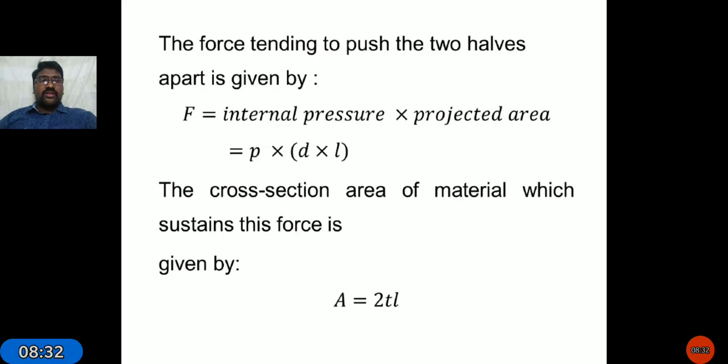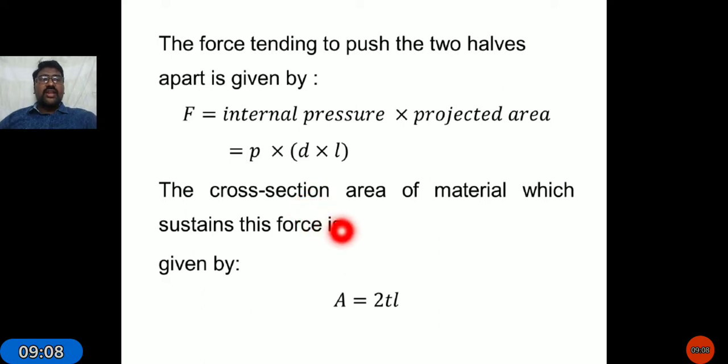For that, first we are going to calculate the force. The force tending to push the two halves apart is given by F equals internal pressure into projected area. Here the internal pressure is taken as P. The fluid hits the inside of the wall, where the inside diameter is D throughout its length, so the projected area of the stresses developed on the cylindrical shell is D into L.